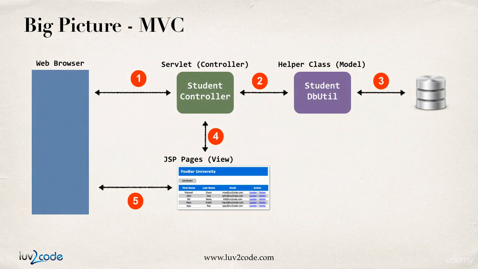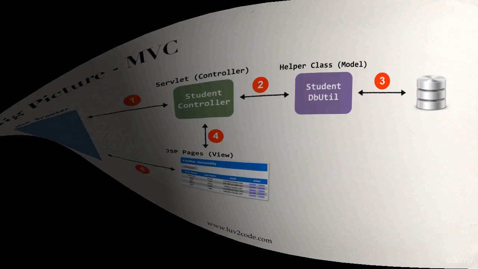So looking at the big picture, we're going to have this web browser submit a request to our Servlet controller. Our Servlet controller will make use of this helper class called a student database utility. It'll talk to the DB. The data will come back to the controller. They'll forward it over to our JSP page, which is our view. And then finally, we'll send that view back to the browser. So this is kind of like our big picture for our application. This is the big MVC architecture, and we'll build this all out in the following videos.